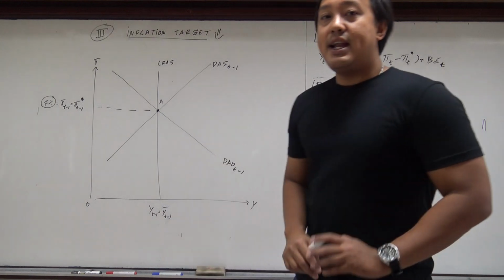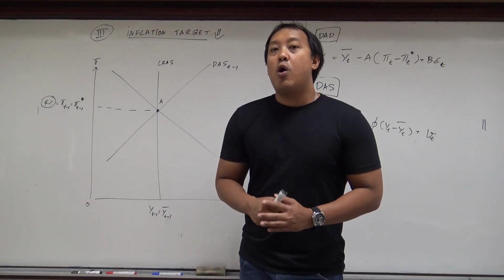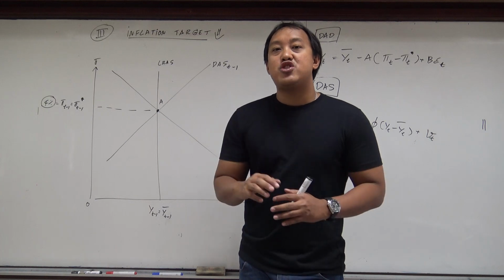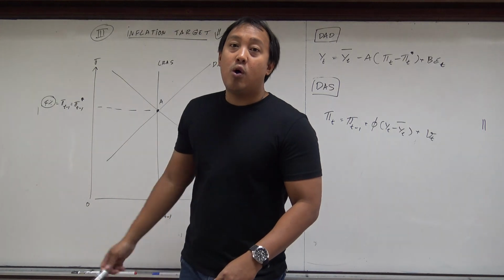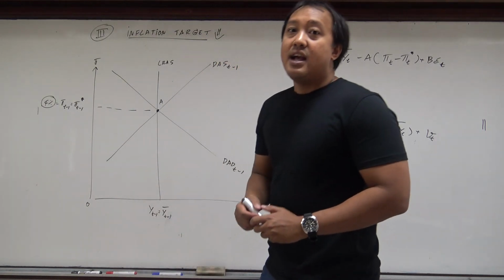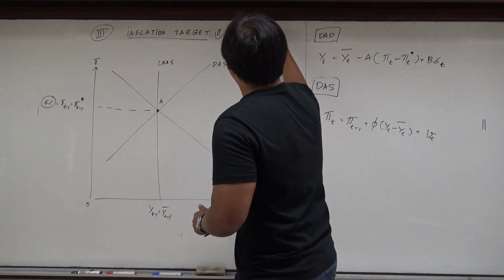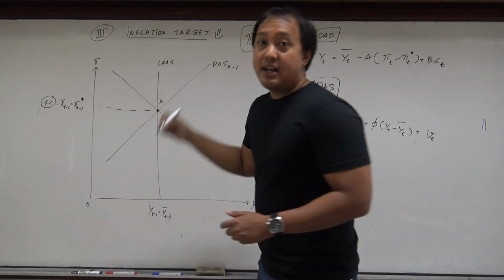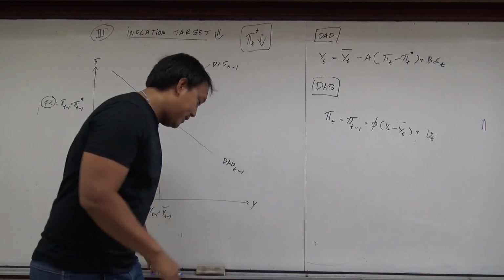Everything is good. And then one day, the central bank announces that they want to lower the inflation target down from 4%, let's say down to 2%. The inflation target is pi t star. So in this case, this means that they want to lower pi t star down.